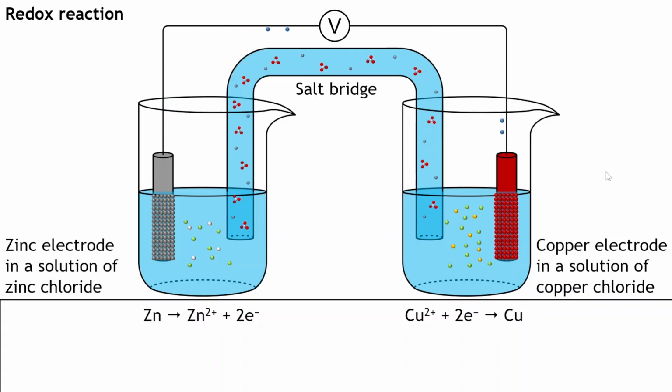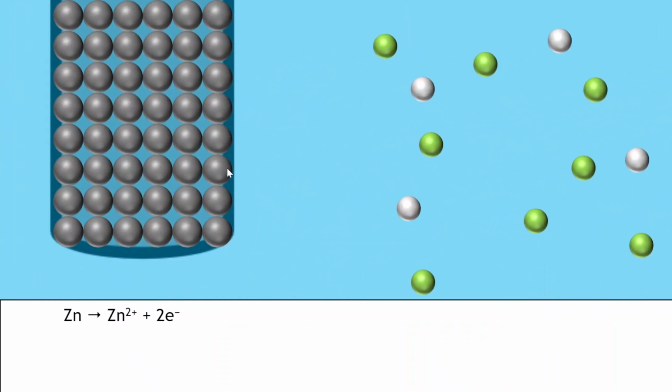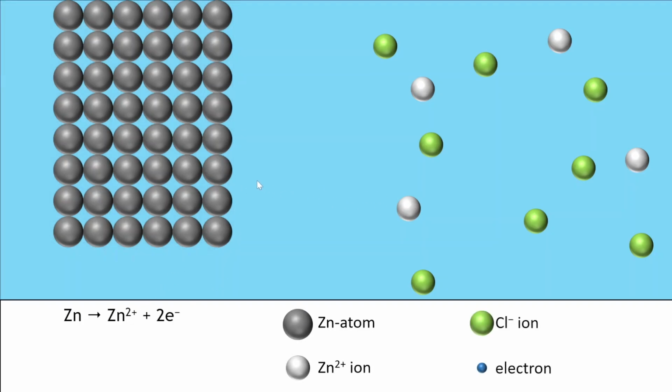Let's zoom in to an atomic level and see how this process takes place. We'll start by zooming in on the left side at the zinc electrode. The zinc atoms are depicted by gray spheres. These atoms are oxidized to zinc 2+ ions, depicted as white spheres. The electrons stay behind in the electrode and subsequently travel to the right side of the galvanic cell to reduce the copper ions. The electrons leave and the zinc ions go into solution.